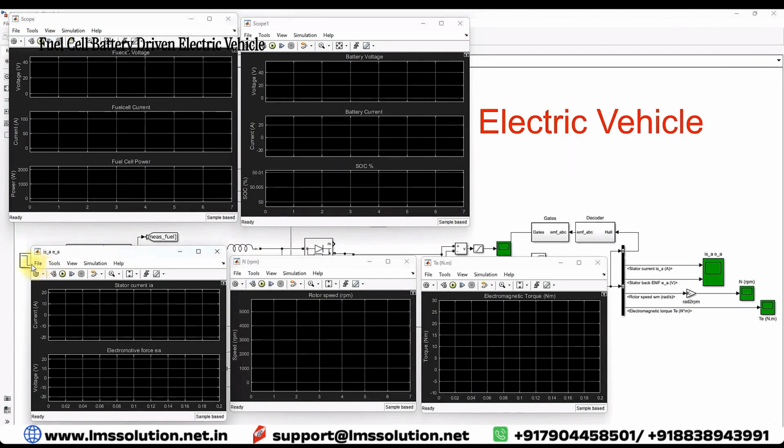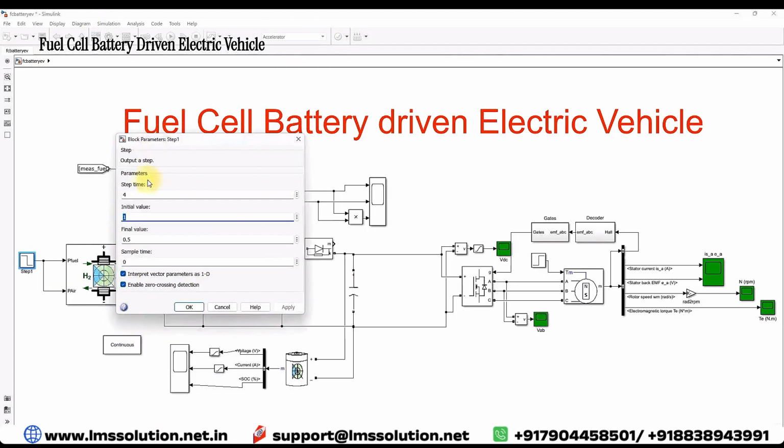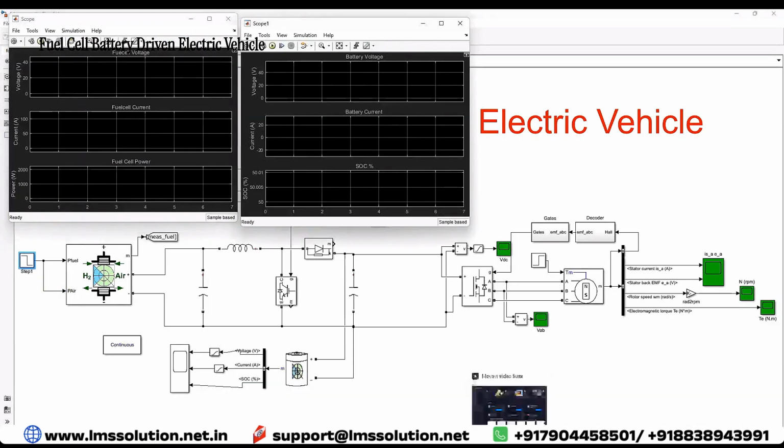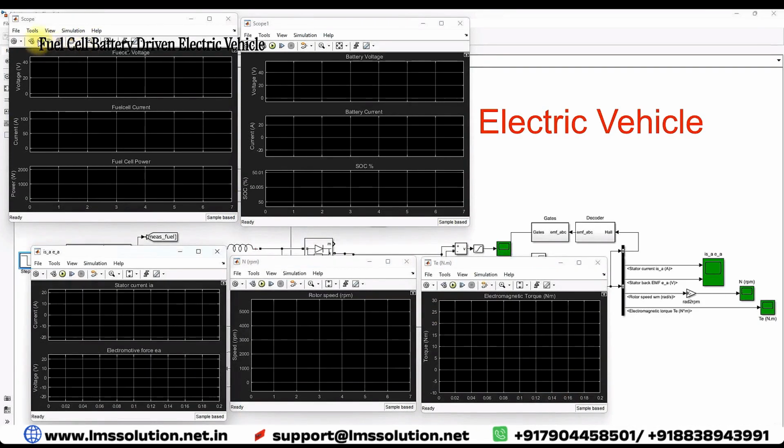And then here we have some conditions: up to 4 seconds, the fuel pressure and air pressure will be 1 bar. After 4 seconds we change it to 0.5, and then you have to check the result. And also when there is no fuel pressure, then you have to check the system response, and we will show that result also. We will explain that concept also. Now I am going to simulate this model.